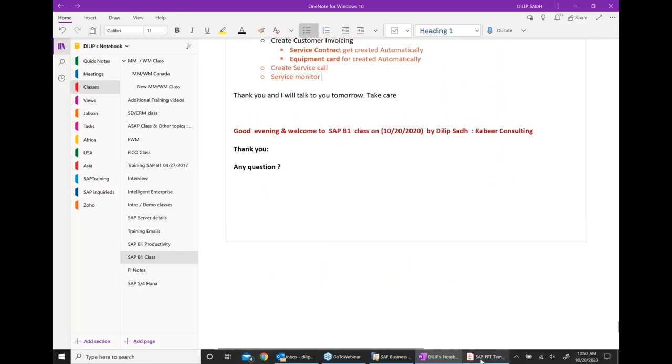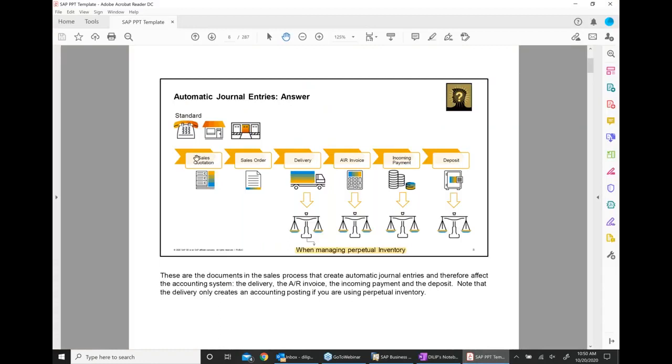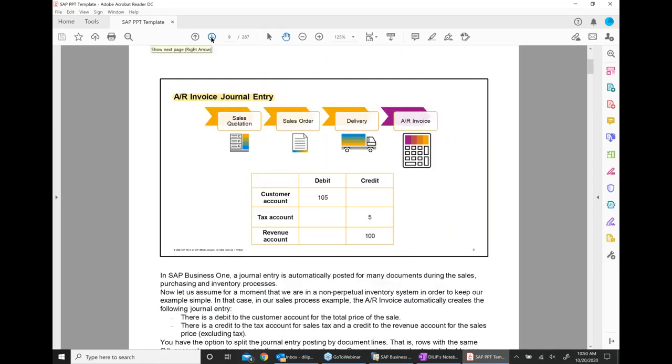Okay. So sales quotation, when customer calls us, they need a material. At that time, we create a quotation. Then we create a sales order on the basis of that. Now, look at this screen. What does this say? Now look at here, AR invoice journal entry. This cycle we did, and we're going to do it again.